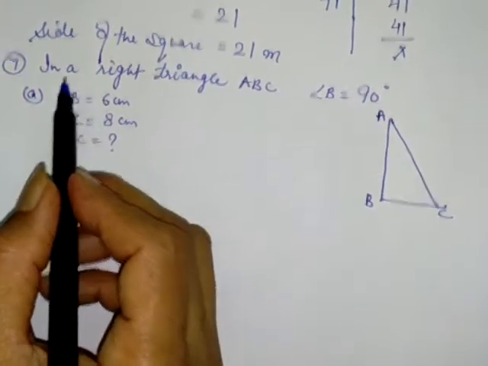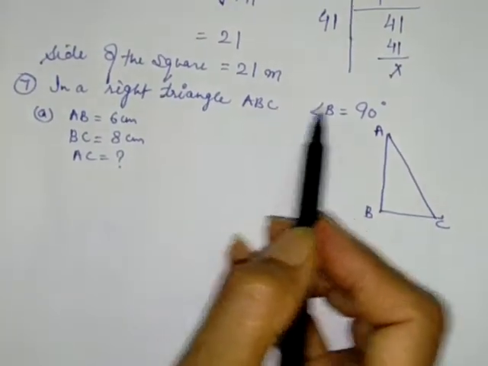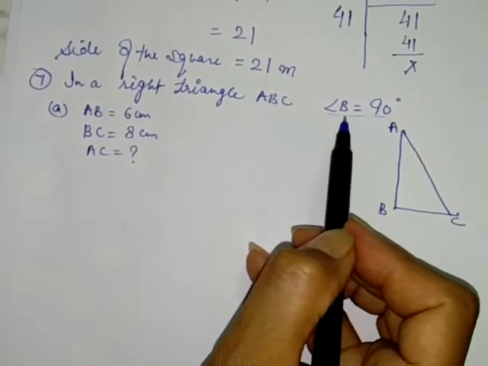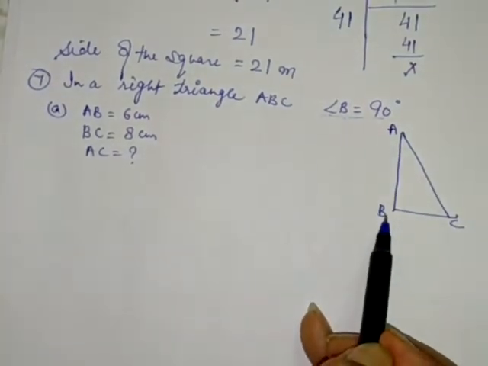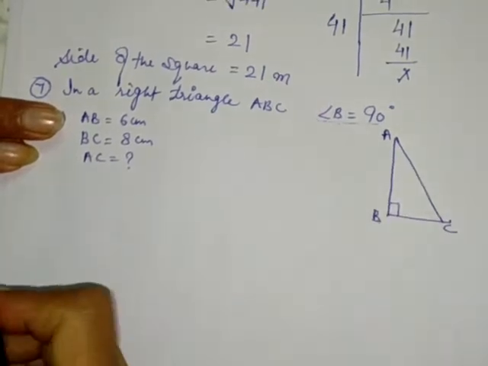The next question, number 7, is: it's given that in a right triangle ABC, angle B is equal to 90 degrees. What does this mean, beta? This means that it's a right-angled triangle, right-angled at B. Angle B is 90 degrees. Your triangle is somewhat like this.